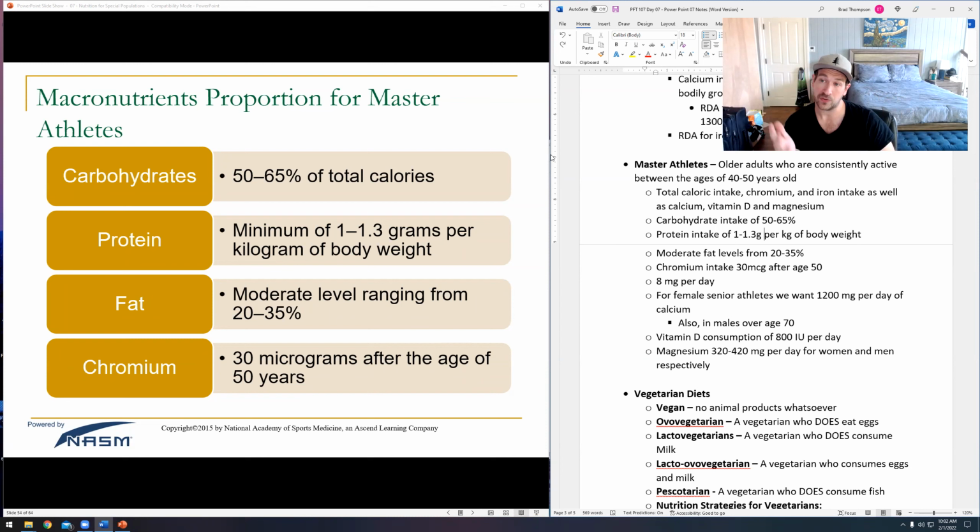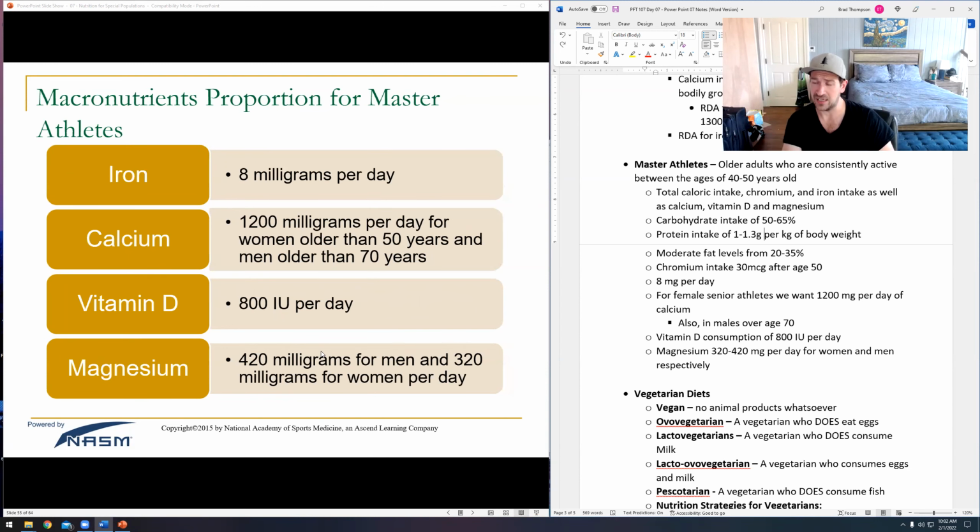Chromium is very helpful for seniors. It actually helps with body temperature even and things like that. So we are going to pay attention to that. You can get plenty of chromium in your diet simply by getting dark leafy green vegetables, but lentils and beans are good sources as well. Iron, calcium, vitamin D. Magnesium is acting as an electrolyte, so that's important. We don't want our senior clients cramping up.